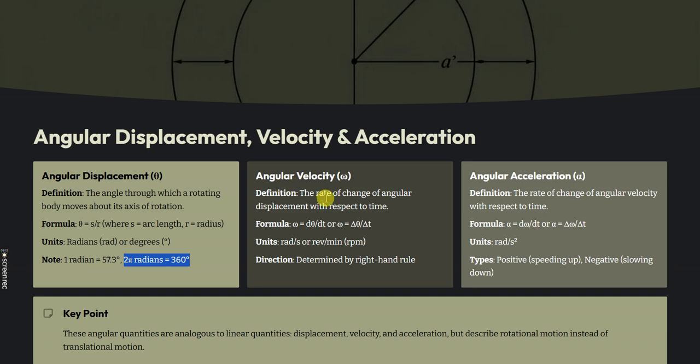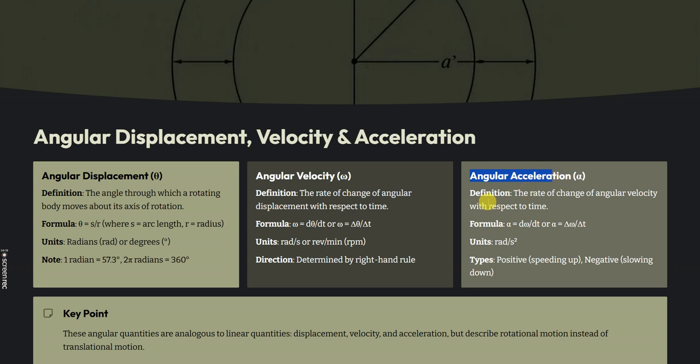Now, angular velocity. Definition: the rate of change of angular displacement with respect to time. Angular velocity is denoted by omega. Formula: omega equals d theta upon dt, or omega equals del theta upon del t, the change in angular displacement upon the change in time. Its unit is radian per second, or revolutions per minute, RPM. Direction is determined by the right hand thumb rule.